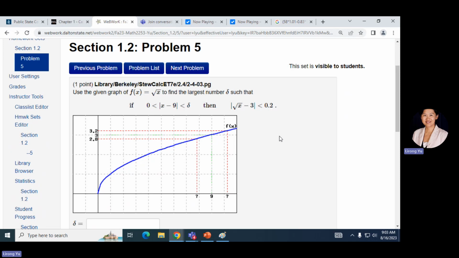So we want the root of x to be close to 3 when x is close to 9. So we're drawing a 0.2 band around the number 3. It goes 3 minus 0.2, that's 2.8, to 3 plus 0.2, that's 3.2. That red band indicates a band corresponding to the curve. And then you go down vertically toward the x-axis, aligning at these two numbers.